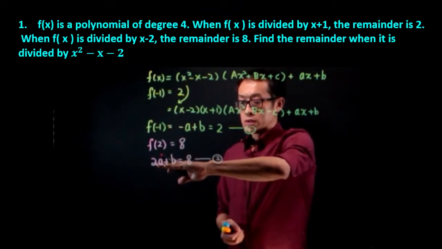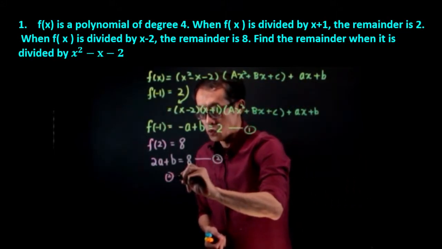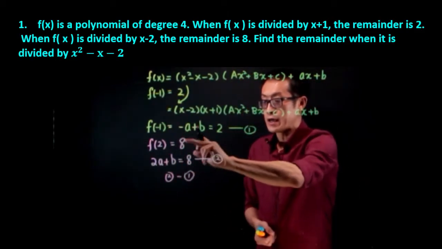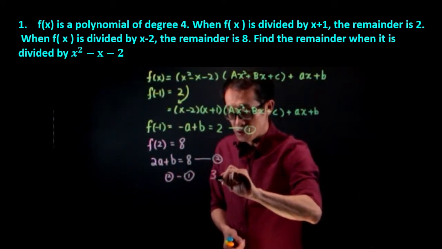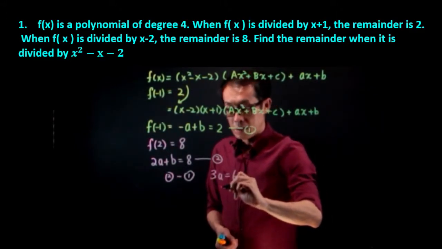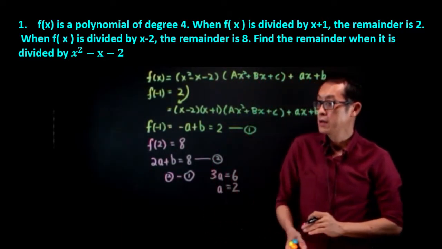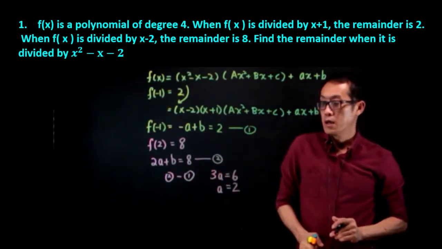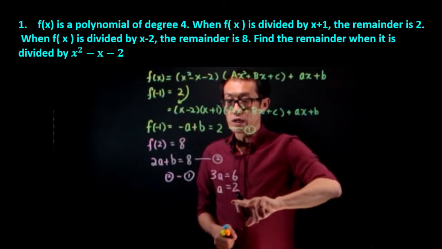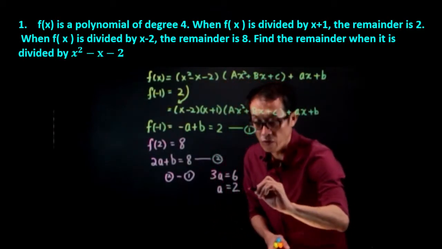Now you use equation 2 minus equation 1. What will you get? You get 3a here, and then you get 6. So you got 3a equals to 6, and a equals to 2. Now if a is equal to 2, you substitute it into equation 1, and you get b is equal to 4.